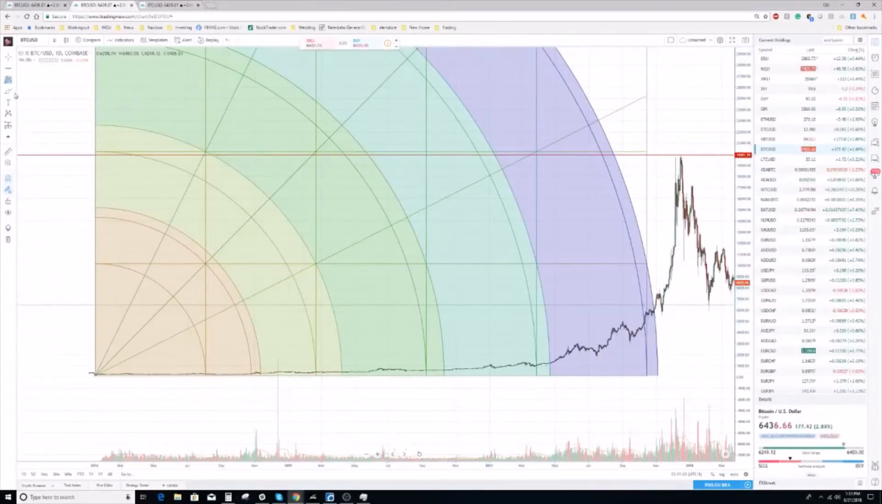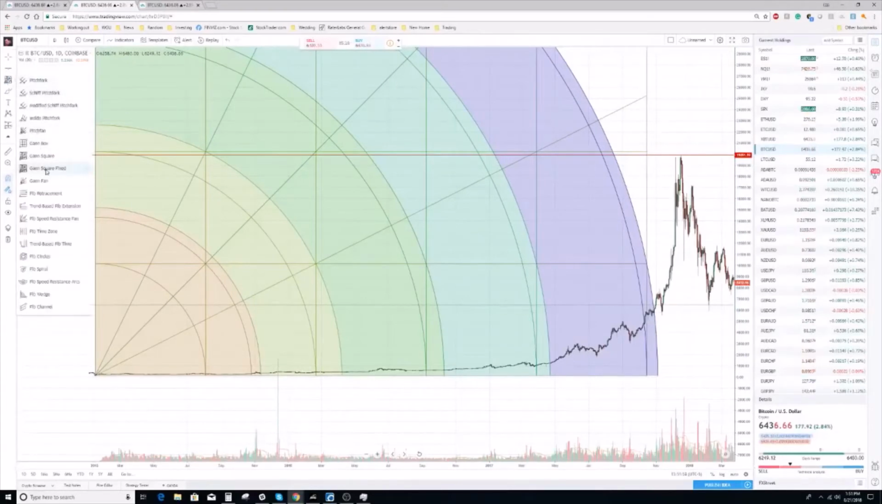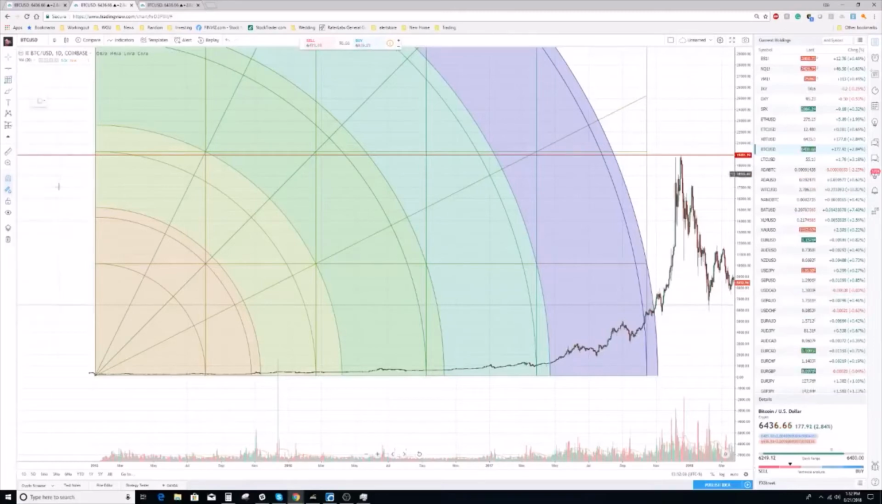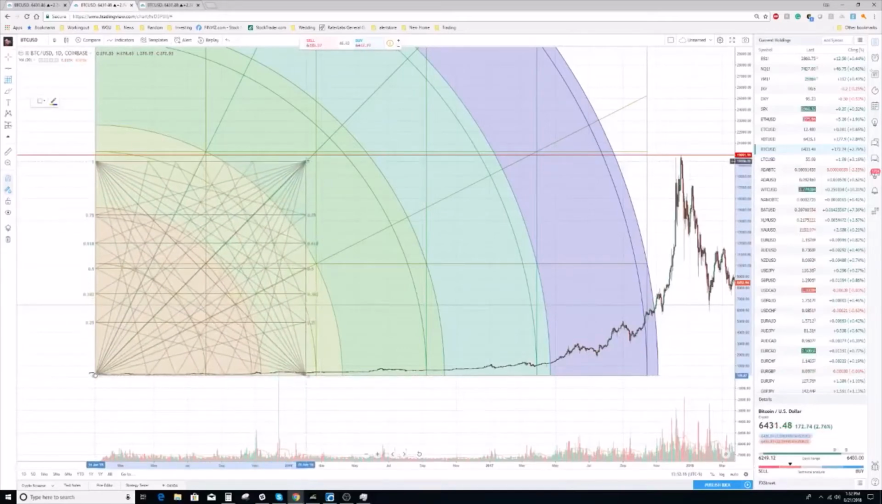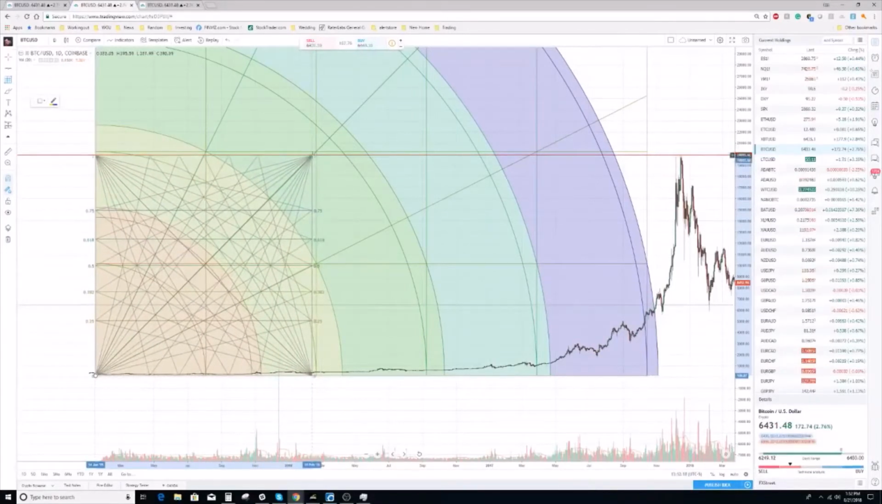The next thing I need to do is go back up to that same toolbar where I got the Gann Square fixed. And now I want to go to the Gann Box. Now the Gann Box is just a name for any square that Gann used. So with the Gann Box, I'm going to put it at the same place I started. And I'm going to move this so that it follows the 45-degree angle until we intersect with that horizontal line, okay?